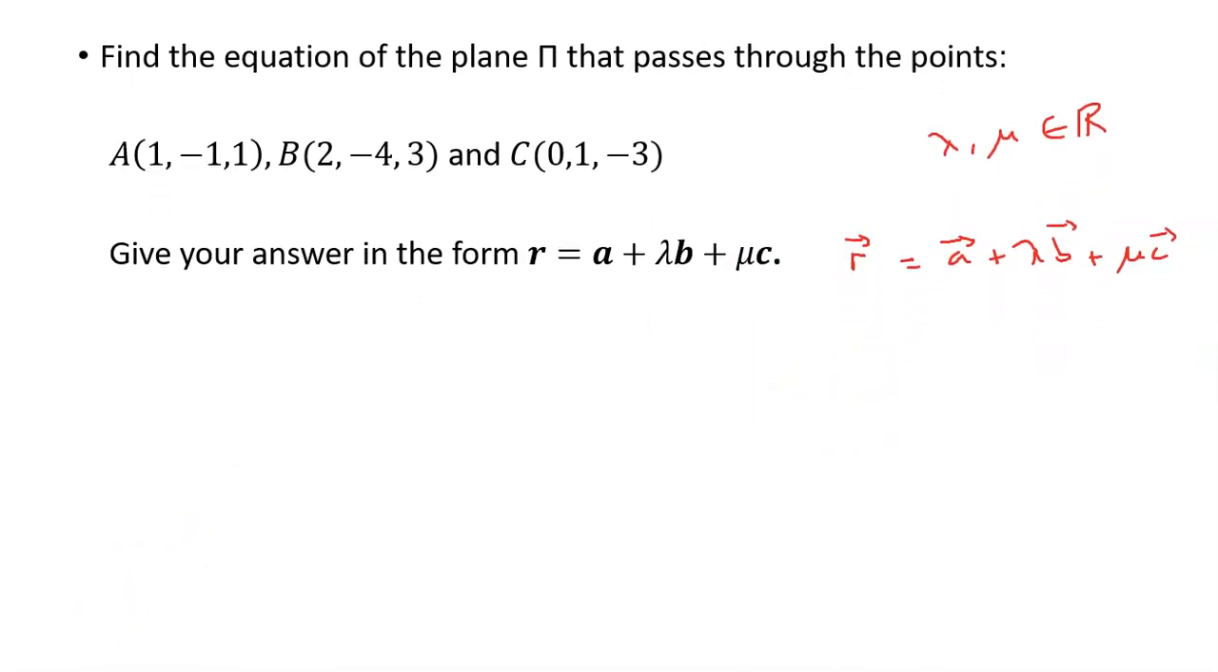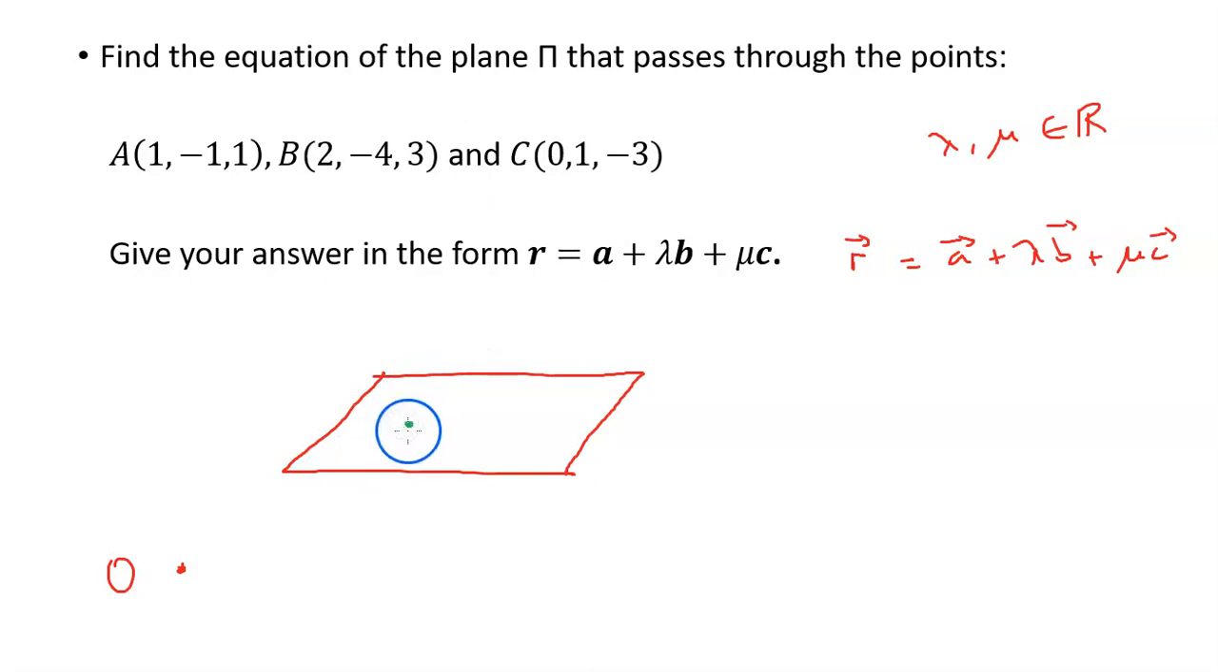So a good way to start might be to draw a picture. This can be our plane. Here's the origin down here, O. And then we know that there's some vector from O to the plane. Let's make this the point A. Doesn't really matter which point you choose. That's our vector OA, and we know that this vector is equal to (1, -1, 1) because of the coordinates of A.